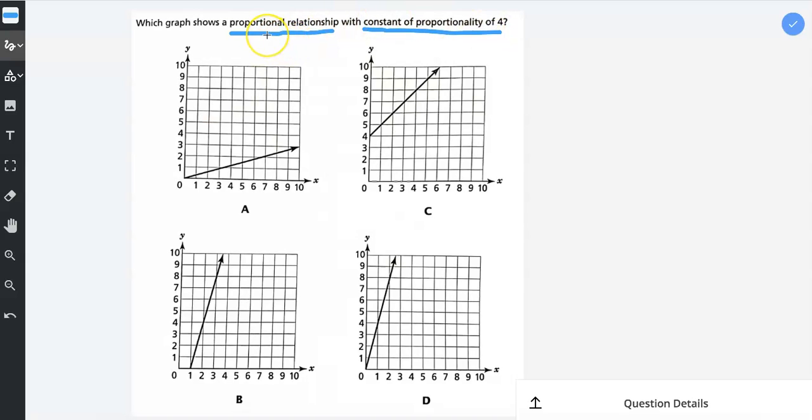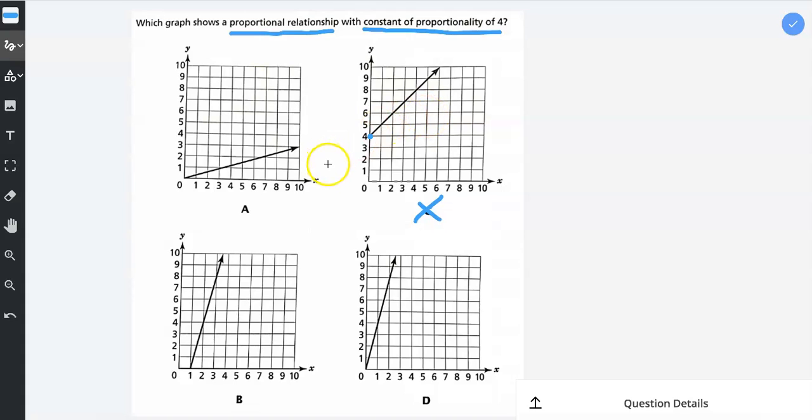Let's start by looking at this first part that talks about it being a proportional relationship. So I'm going to eliminate all of the choices that are not proportional. So I see this letter C that does not go through 0, 0. So it is a straight line, but it doesn't go through 0, 0. So that is not proportional. So the answer cannot be C. So this is not the right choice.